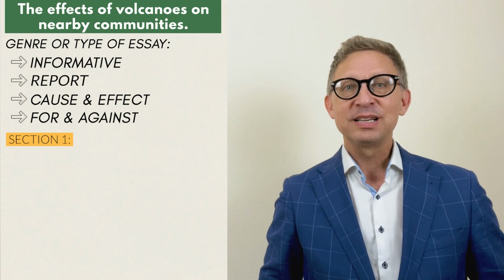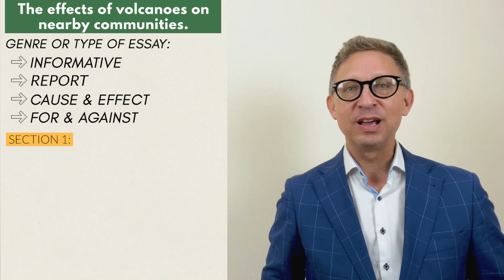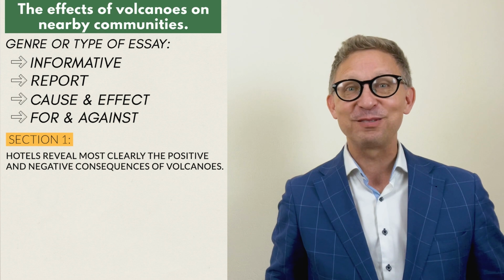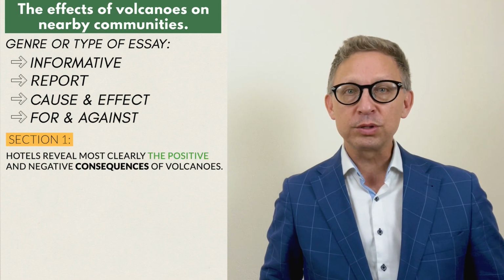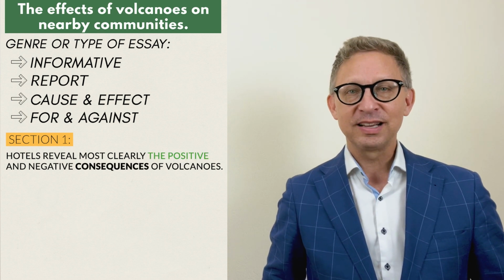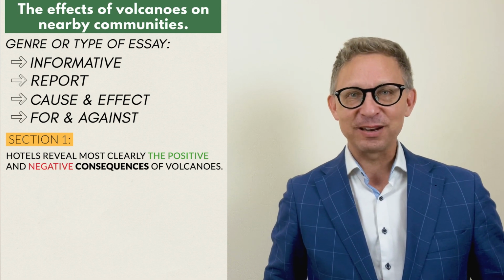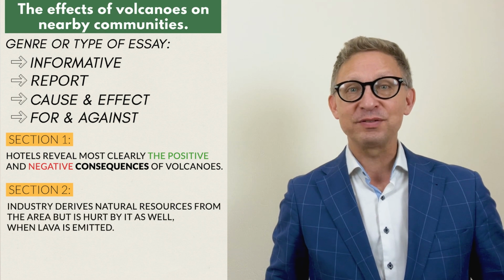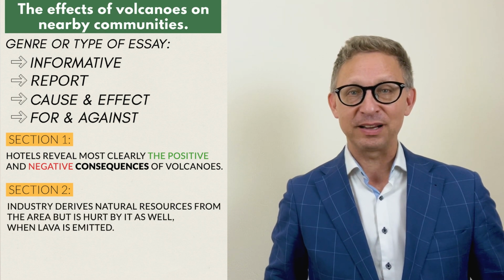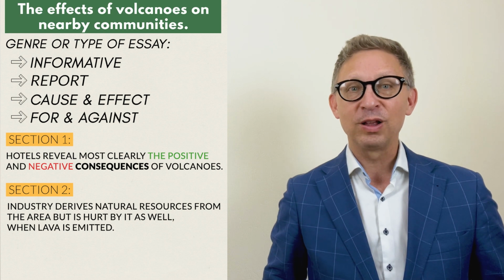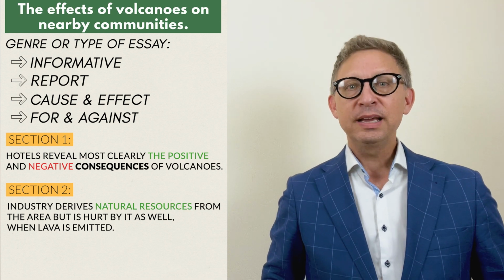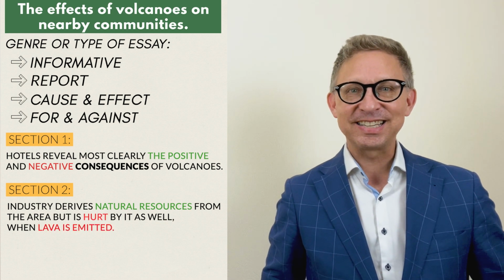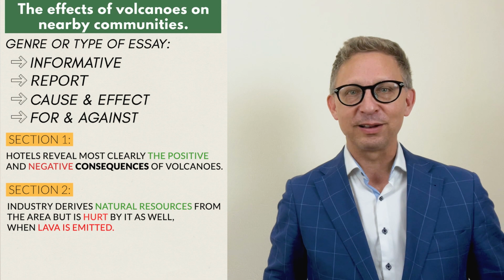For example, section 1 or paragraph 1 might be, hotels reveal most clearly the positive and negative consequences of volcanoes. So the pros are the positive consequences and the against are the negative ones. Section 2 might look like this. Industry derives natural resources from the area, but is hurt by it as well when lava is emitted. Here, the for are the natural resources. The against is the damage wrought by the lava.